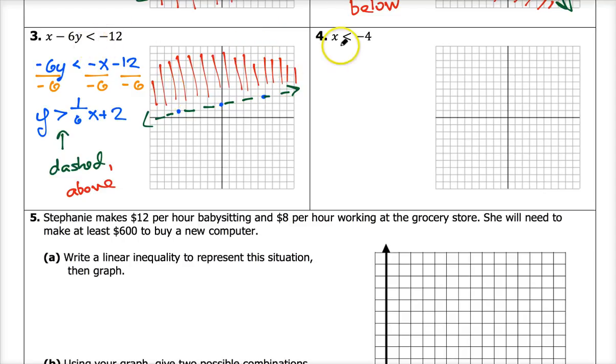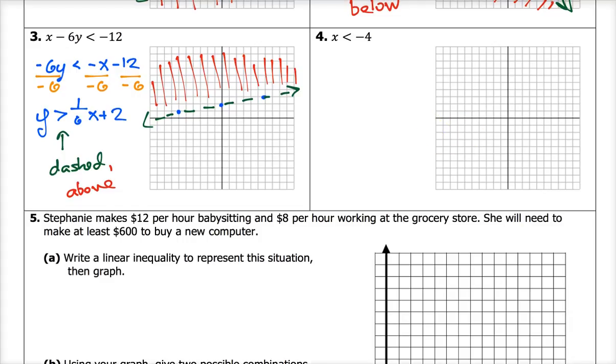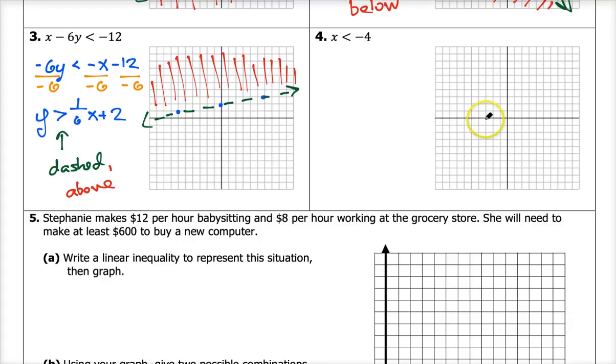Okay, number 4, x is less than -4. Remember the x equals equations give you vertical lines, so this will be a vertical line through an x-intercept of -4. So 1, 2, 3, 4 right there, (-4, 0) at the x-intercept, and then this is going to be a dashed vertical line that will go through that x-intercept of (-4, 0).